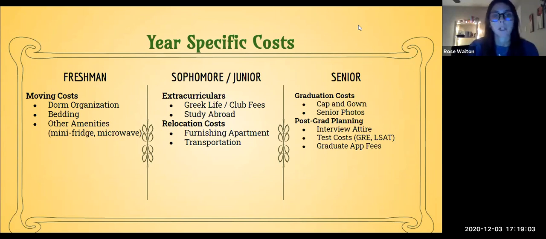Sophomore, junior year, you might want to start getting involved. You might have to consider any fees that come along with being in Greek life or any other clubs, as well as if you want to study abroad, that will come with some extra costs, of course, as well.